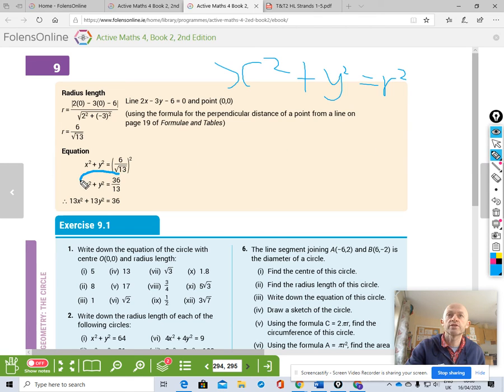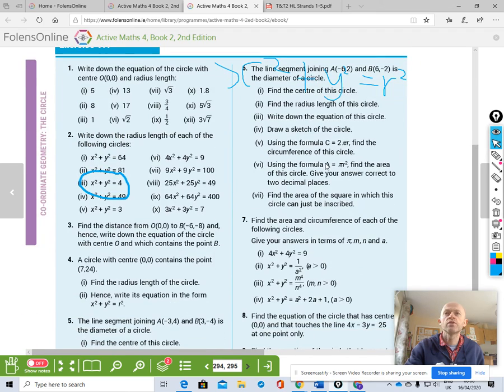Again, I would actually just finish this question here: x squared plus y squared equals 36 over 13. I don't see the point in writing 13x squared plus 13y squared equals 36. Now with that, you should be able to go and have a fairly good attempt at the exercise.